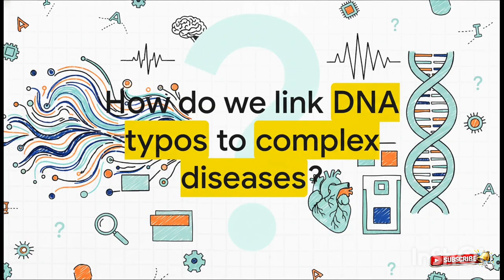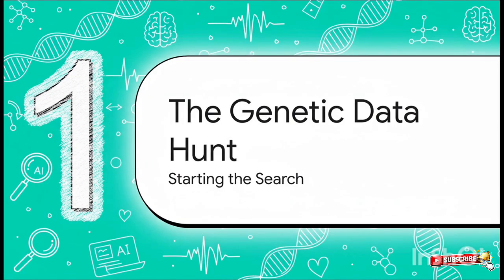Okay, so that really is the million-dollar question. We've got this massive book of life, our genome, and a tiny little change in one letter could be linked to something like glaucoma or a heart condition. But how in the world do you find that one specific needle in a 3 billion letter haystack? All right, let's get into it.